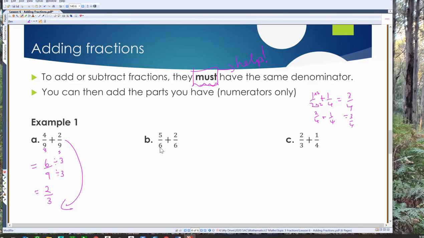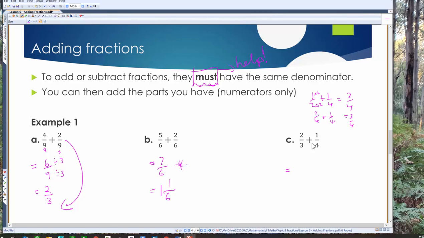Right, this one here is 5 parts out of 6 plus 2 parts out of 6. That's 7 parts out of 6. And you can leave it as an improper fraction, or you may choose to convert that to a mixed number by simply going 6 into 7 goes once. I've got 1 left over, and I was trying to put 6 in it.